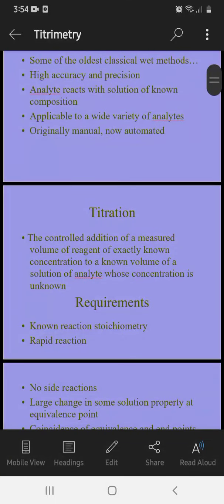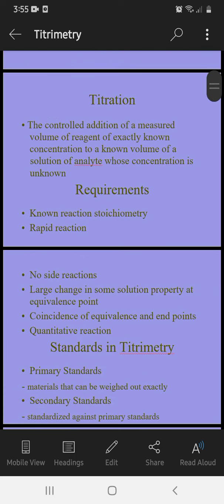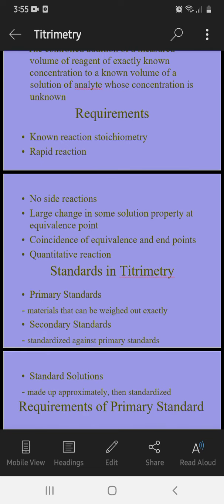Titration is the controlled addition of a measured volume of reagent of exactly known concentration to a known volume of a solution of analyte whose concentration is unknown. Requirements: known reaction stoichiometry, rapid reaction, no side reactions, and a large change in some solution property at the equivalence point. Consequences of equivalence influence a quantitative reaction.